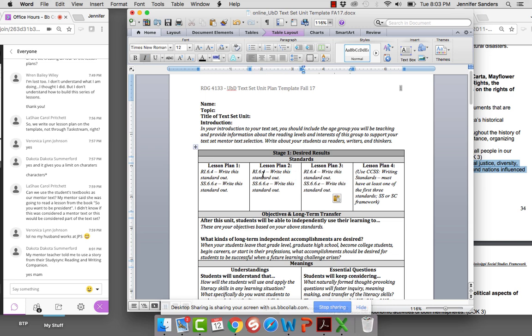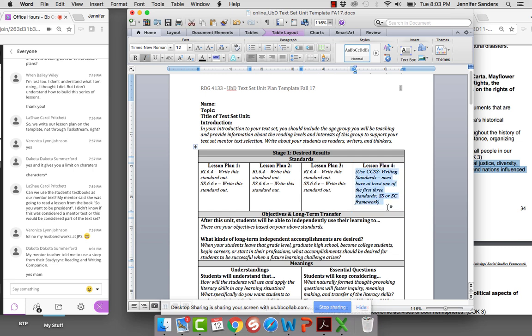Now, if I decided not to do 6.4 here, let's say I did central idea, which is 6.2. Well, then I would need to use 6.4 here or one of the other vocabulary or word standards. But then here I need a writing standard. Okay?